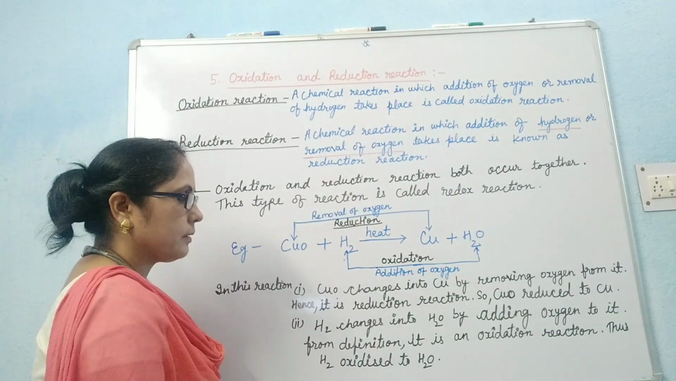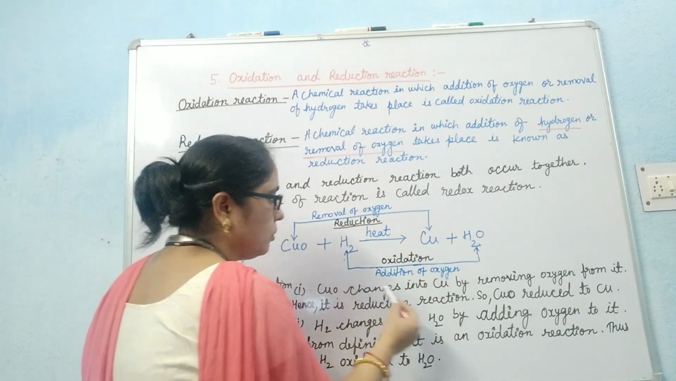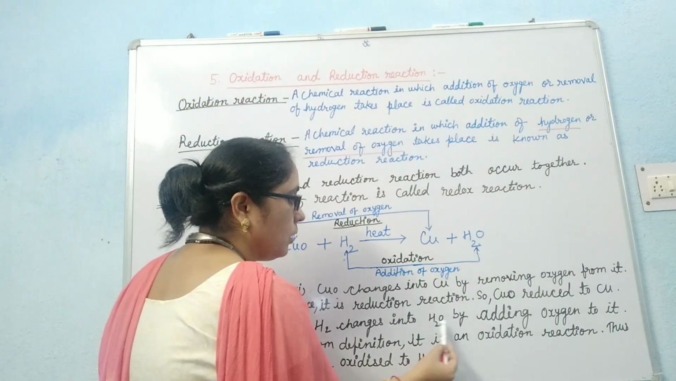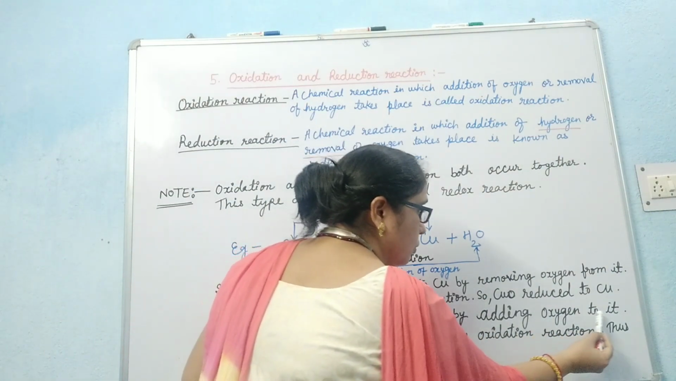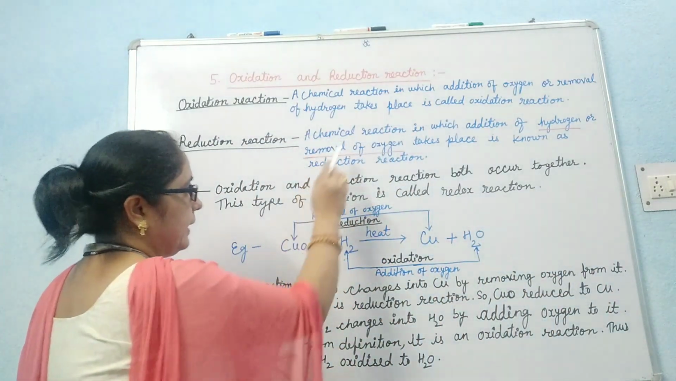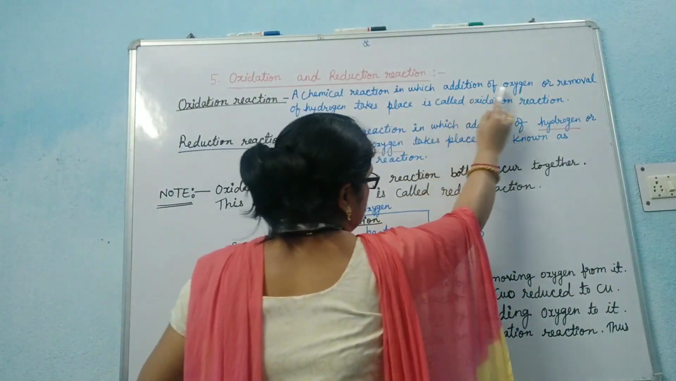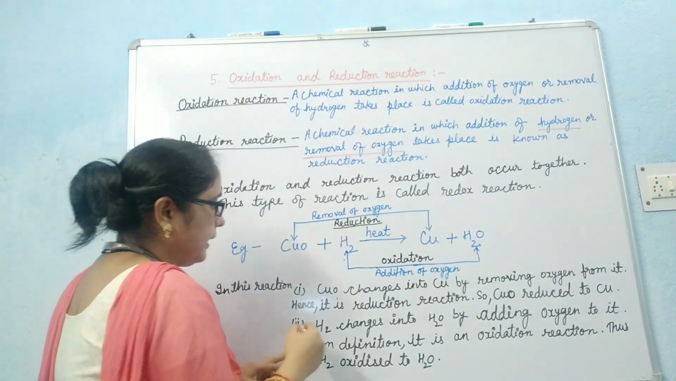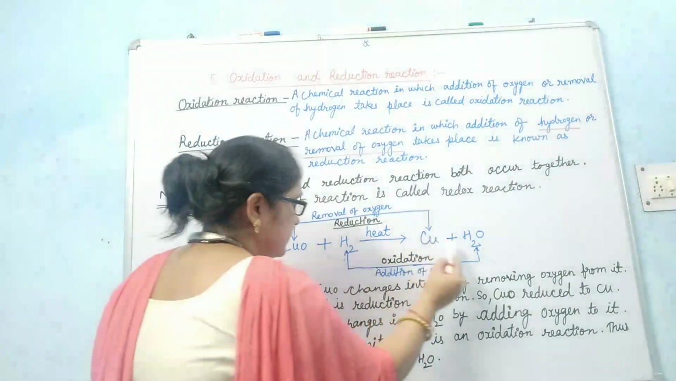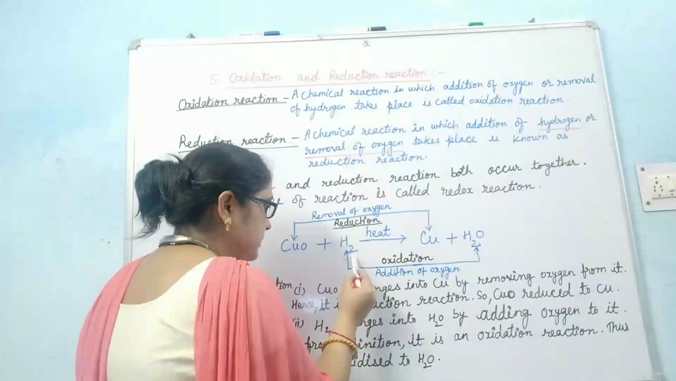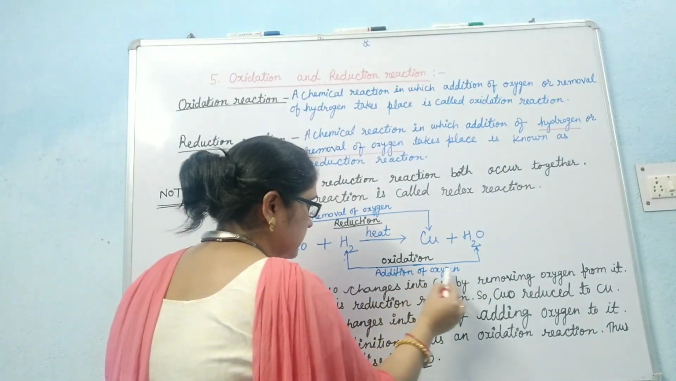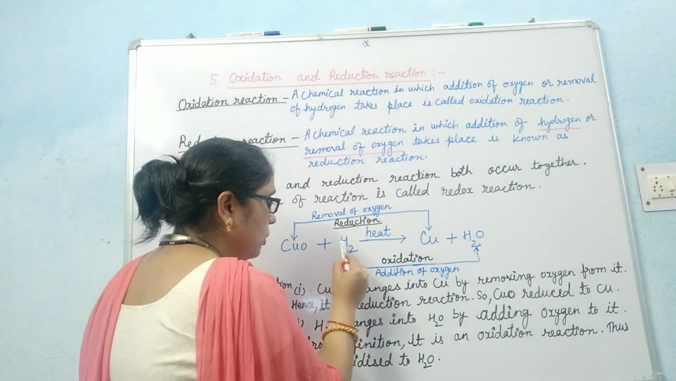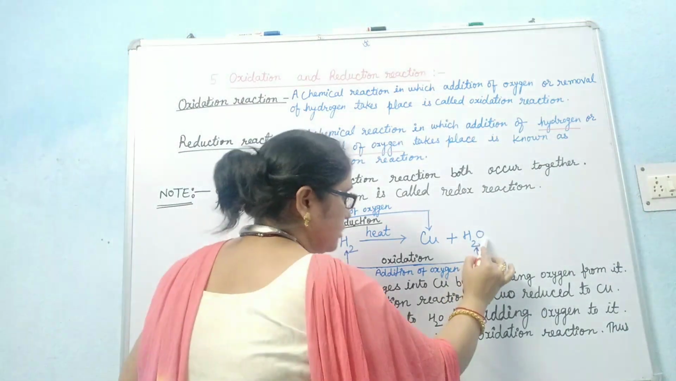Second point is when hydrogen changes into H2O. How is it possible? H2 changes into H2O by adding oxygen to it. And the addition of oxygen is called oxidation reaction. It means when hydrogen changes into water, addition of oxygen takes place, and addition of oxygen is called oxidation reaction. It means H2 is oxidized into H2O.